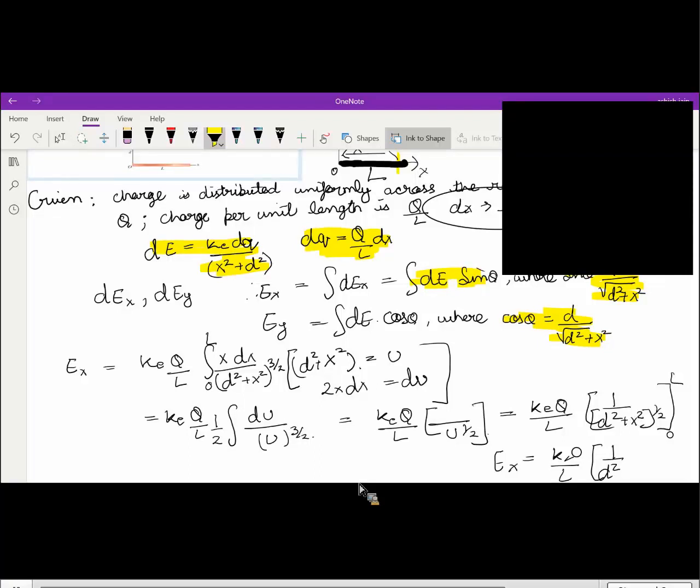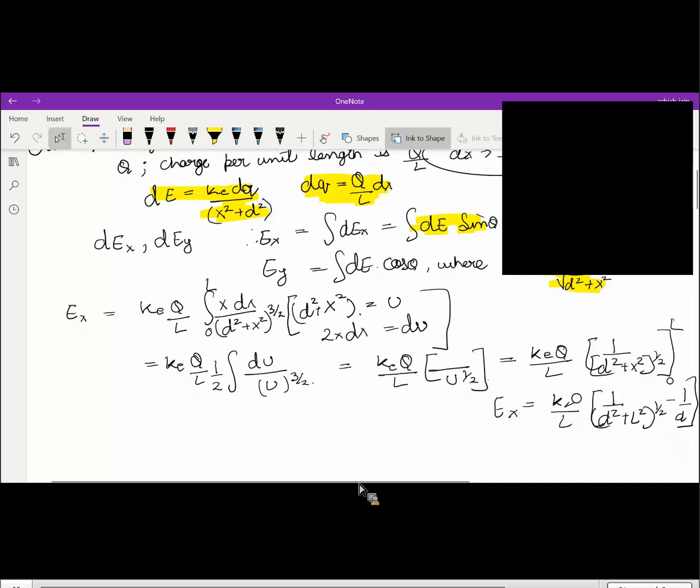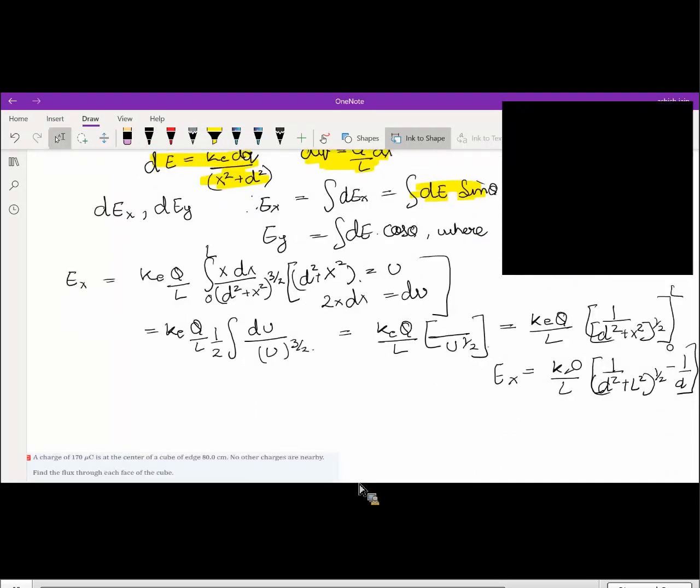Okay, perfect. Maybe the conventions I chose were not the best. Here we have d squared plus L squared, and I'm just substituting the limits. That's your Ex. That's your final answer for Ex. And this weird looking thing is Q.